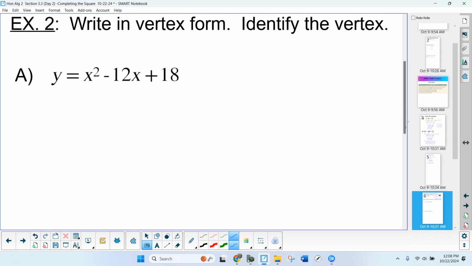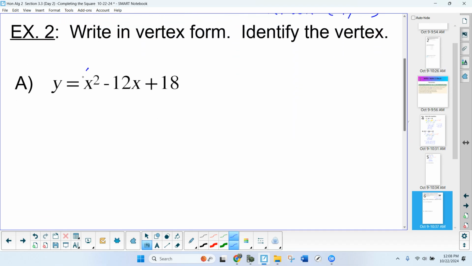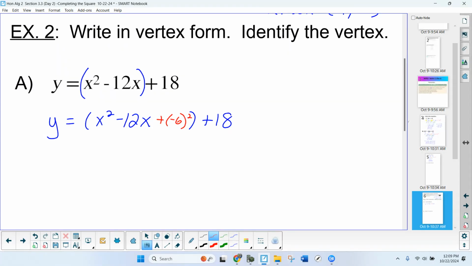So here's what we're going to do. What you do is you group these two together. So I'm going to say x squared minus 12x. I'm going to leave a space and put plus 18. Is a 1? A is 1. That's good. So I'm going to take half of my middle number. What's half of negative 12? And I'm going to add negative 6 squared. Whatever I do to one side, I do to the other.